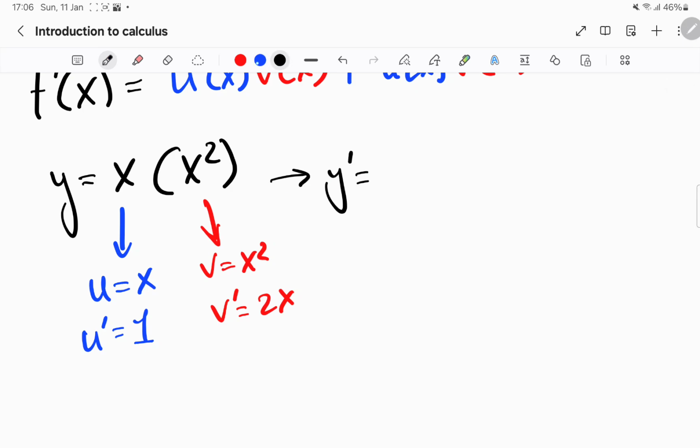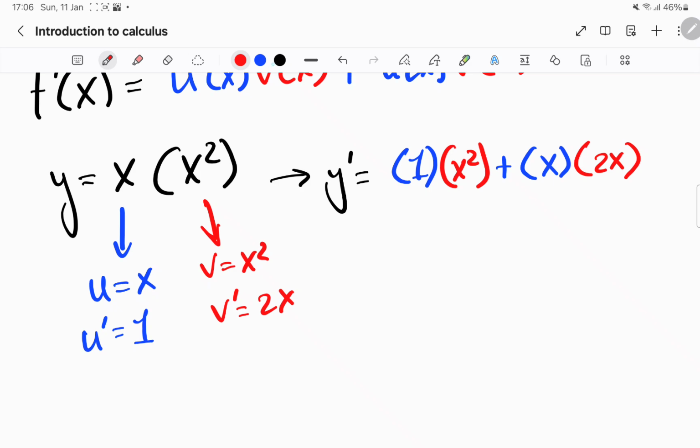Y prime is equal to 1 multiplied by x squared plus x multiplied by 2x. And let's simplify. We get x squared plus 2x squared, which is simply 3x squared.